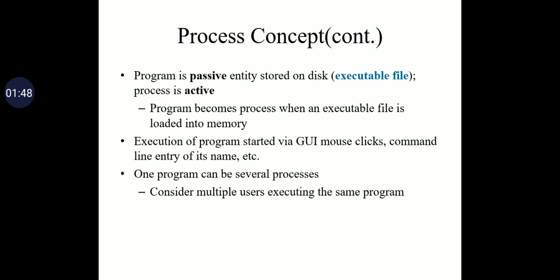Usually the program will be called a passive entity which is stored in the hard disk. Once it is brought to the main memory, the process becomes active. So a process will be called an active entity, but a program will be called a passive entity. A program becomes a process when an executable file is loaded inside the memory. The execution of the program is started via mouse click or command line entry. So different ways are there to execute a process or program. One program can have several processes. In a particular program itself, multiple processes can be there.